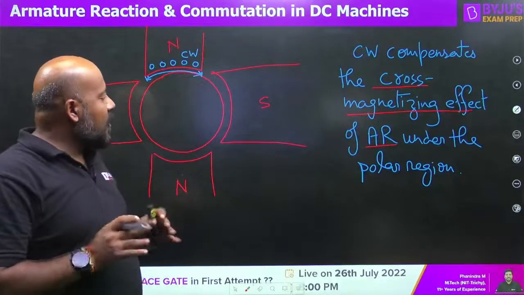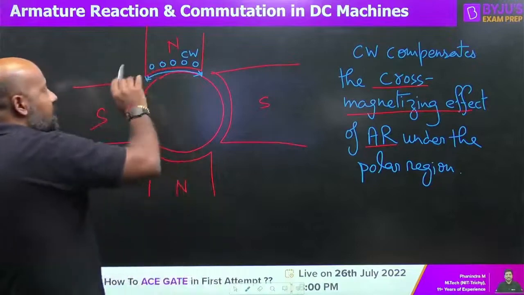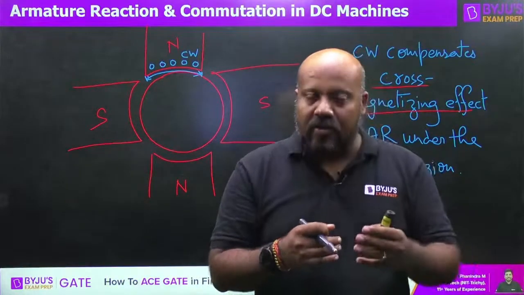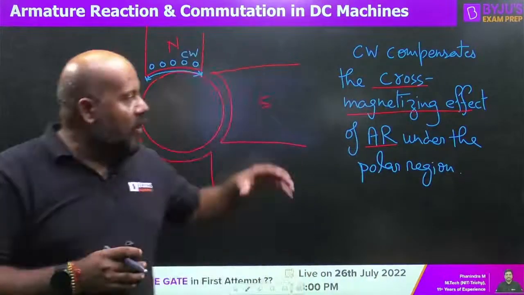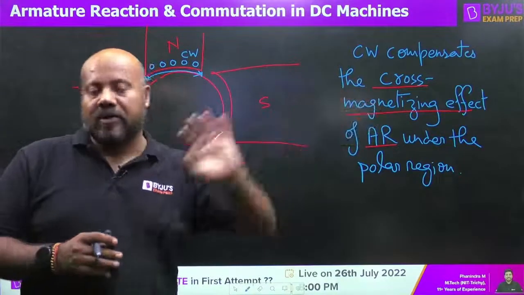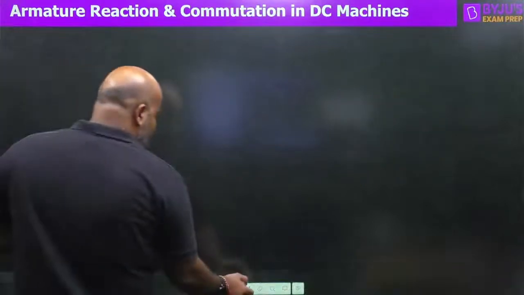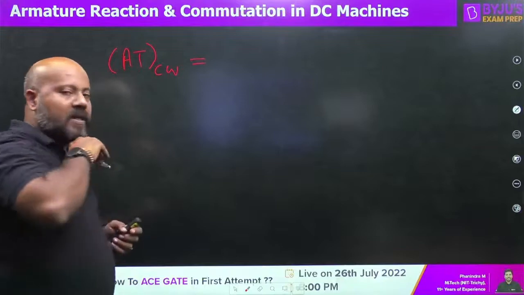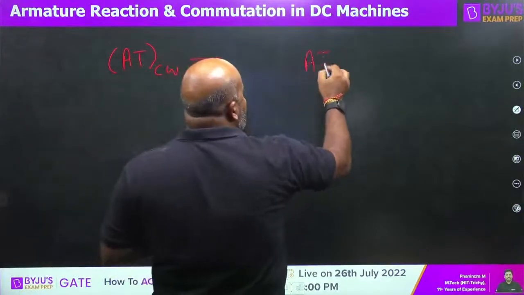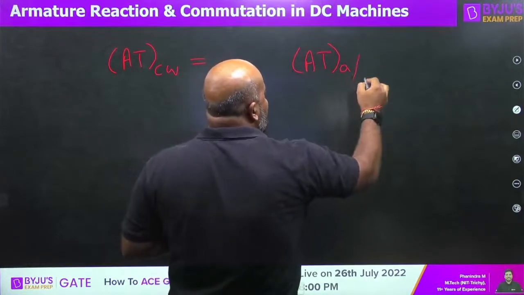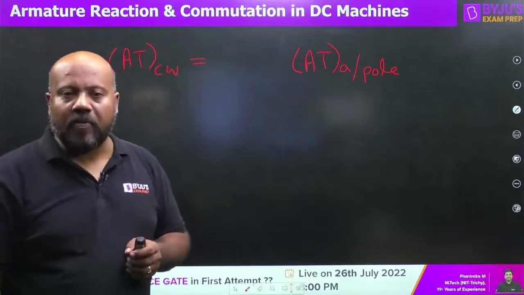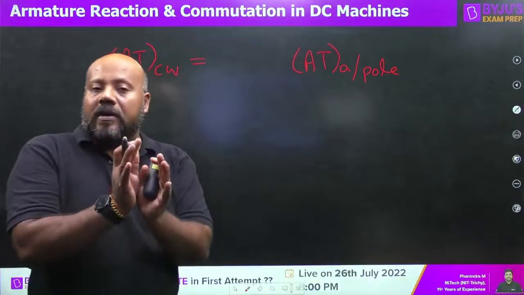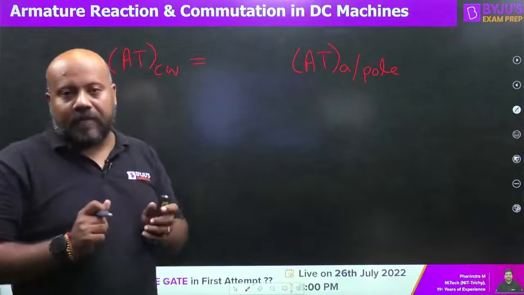Is it clear? Now please understand what is happening here. These compensating windings are carrying the same current, that is the armature current. So they give rise to ampere turns or the MMF, which actually compensate this cross magnetizing effect of the ampere turns of the armature winding. So what is the basic idea? The basic idea is that the ampere turns of the compensating winding must be compensating or nullifying the ampere turns of the armature winding per pole. Yes or no? But this is the total ampere turns of armature winding per pole, and we only want that ampere turn which is under the polar region. So what we are going to do, just see here.